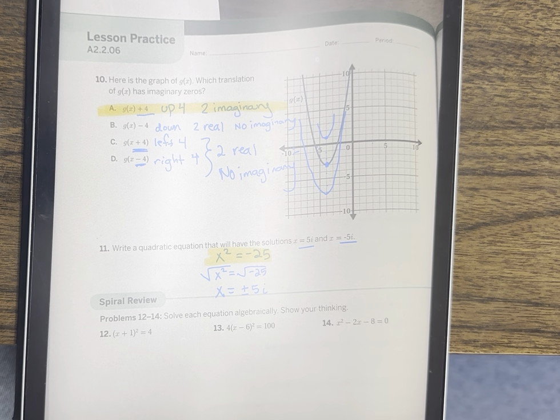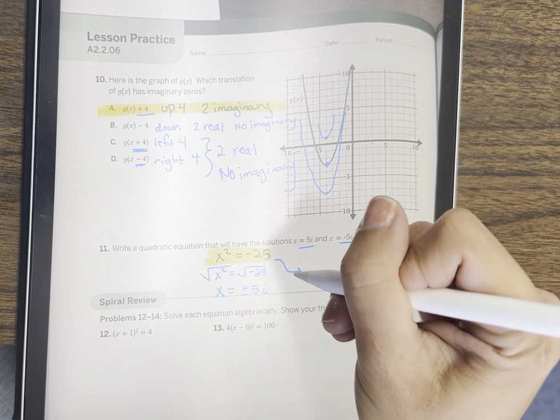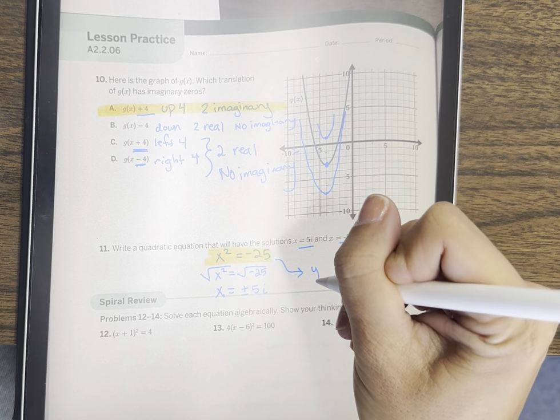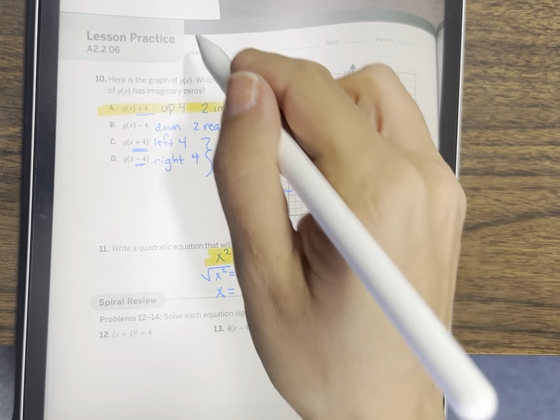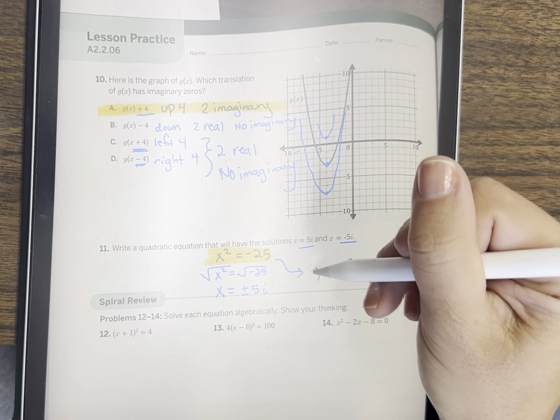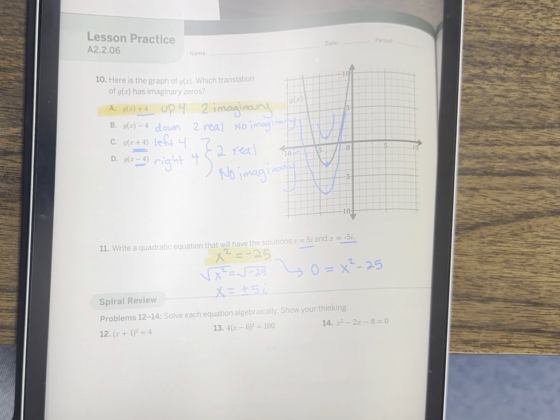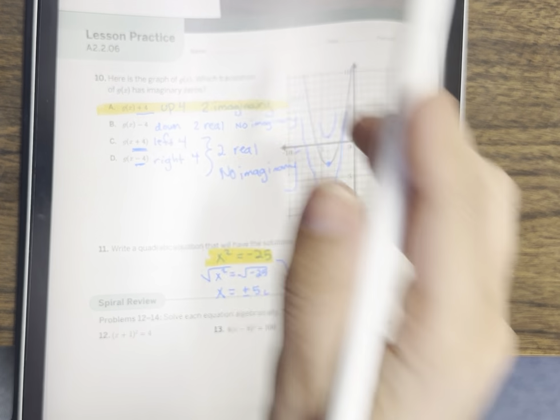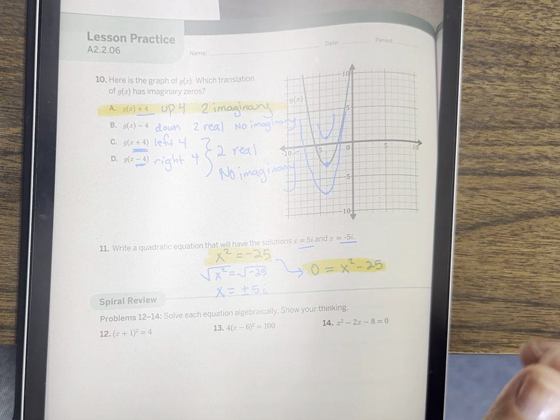But if you wanted to make it a little nicer, you could add the 25 to both sides and say y equals x squared minus 25. Or, you know what? The y doesn't really make sense. Sorry, I did that. 0 equals x squared minus 25. I don't know, whatever you want, you guys. Both of these are technically equations. Both of these have solutions 5i, negative 5i.